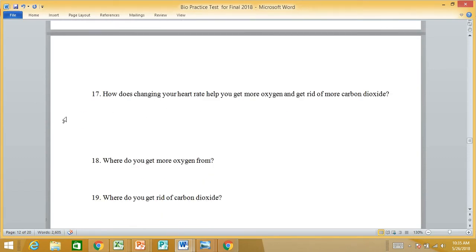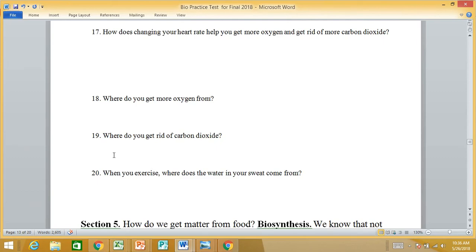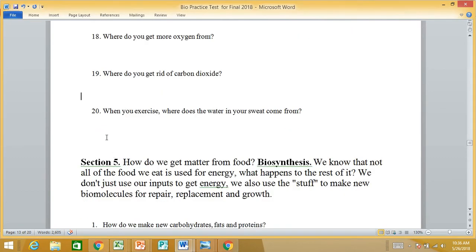How does changing your heart rate help you get more oxygen and get rid of more carbon dioxide? As the heart beats faster, blood is pumped faster throughout your body, and your blood cells are the ones that are transporting either oxygen or carbon dioxide, right? So it's just a faster conveyor belt moving all around your body to either bring in oxygen or remove carbon dioxide. And where do you get more oxygen from? From inhaling. Where do you get rid of carbon dioxide? From exhaling.